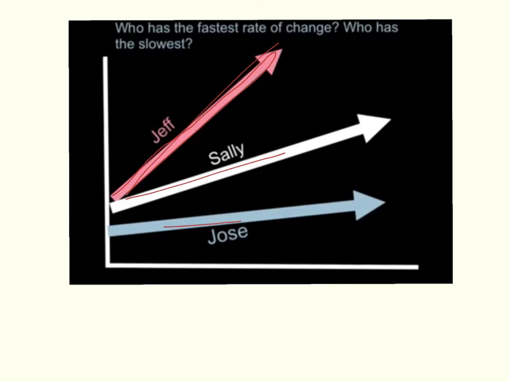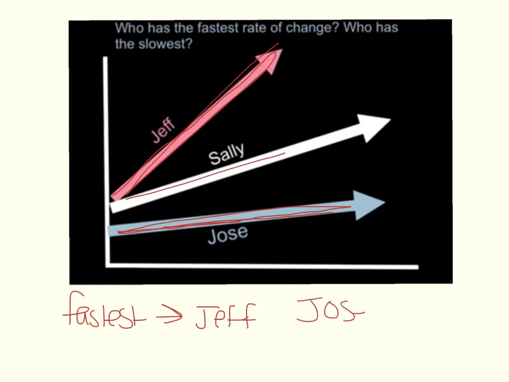So Jeff would actually have the fastest rate of change, okay? Whereas Jose is just kind of slowly pacing along there. His is almost a flat line, so he almost has a slope of 0, okay? So Jose would actually be the slowest.